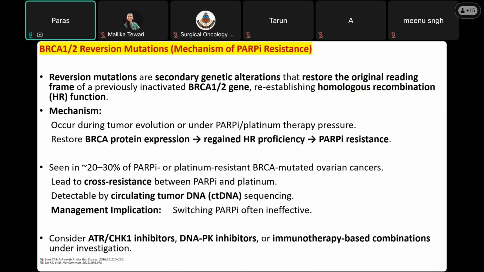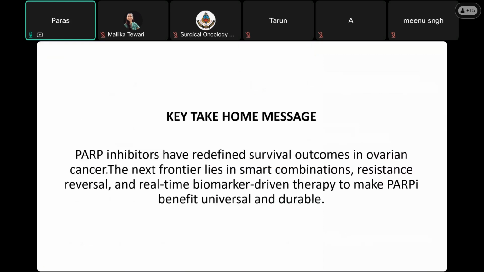Now comes the mechanism of PARP inhibitor resistance. A homologous recombination deficient cell has become a homologous recombination proficient cell again, leading to PARP inhibitor resistance. It is seen in 20 to 30% of BRCA-mutated cancers, leads to cross resistance between PARP inhibitor and platinum, and is detectable by circulating DNA. Switching PARP inhibitor in these cases is ineffective, and we have to consider ATR check inhibitors, DNA protein kinase inhibitors, and immunotherapy-based combinations, which are under investigation for this.